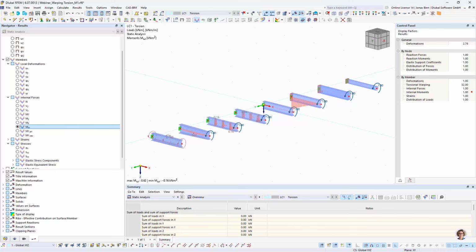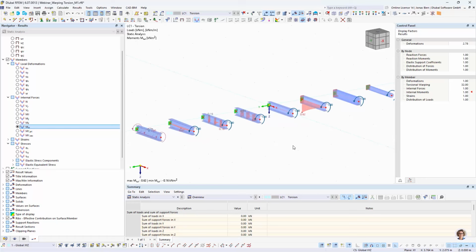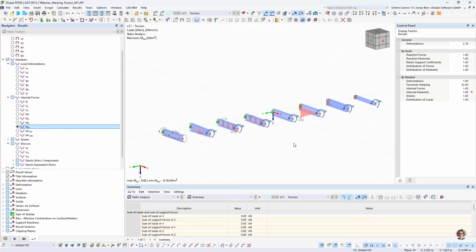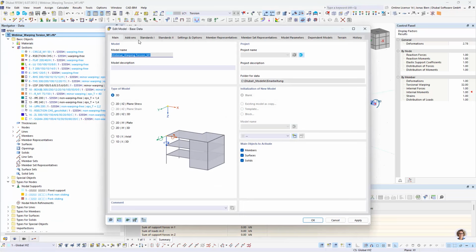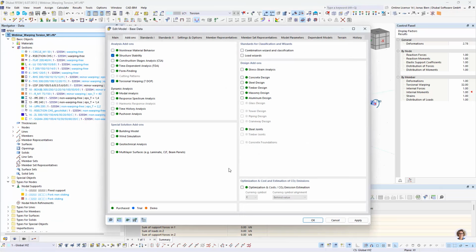To conclude with the first example, let's check how the section choice, but also the different types of warping restraint, affect the resistance of such a cantilever beam to lateral torsional buckling, because that we can also investigate with our 7th degree of freedom. If we add it, we have the correct kinematics here between the torsional degree of freedom and the bending degree of freedom. And it's quite simple, we just add the structure stability add-on.